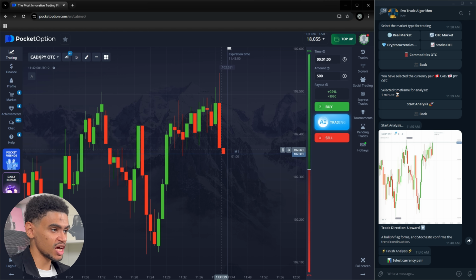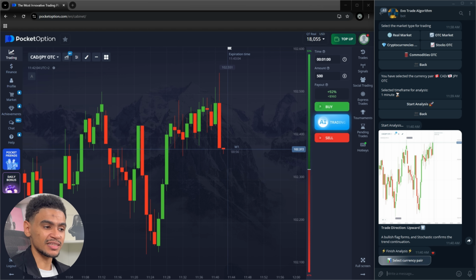We got the money right before this massive candle formed. Beautiful. So let's go ahead and select another one.